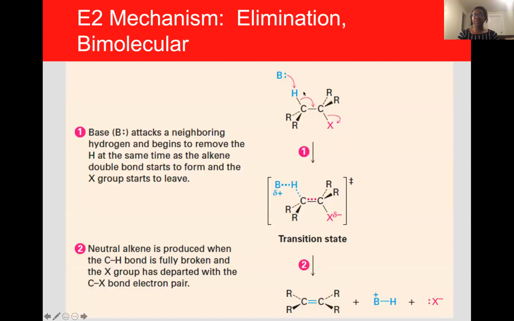Here's another example of a mechanism where the base is pulling off this hydrogen, breaking the carbon-hydrogen bond, forming a carbon-carbon bond, and your leaving group is falling off. You have a transition state which illustrates which bonds are being broken and formed and how it's all happening simultaneously to therefore produce your alkene, where your base is now bonded to that hydrogen and you have lost your leaving group.